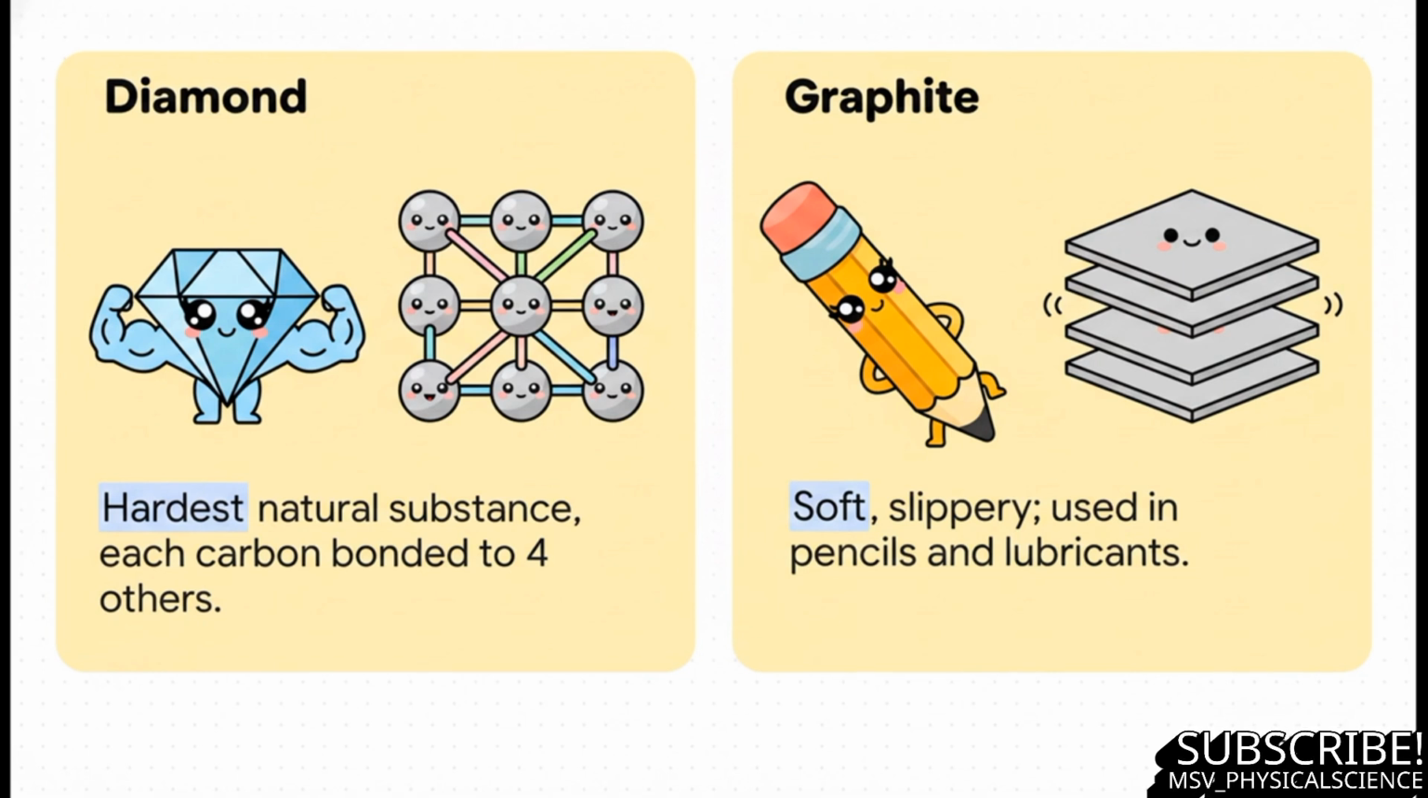On one hand, you have diamond. It is the hardest known natural substance. Why? Because every single carbon atom is rigidly bonded to 4 other carbon atoms in an incredibly dense 3D crystal lattice. It is locked in tight.